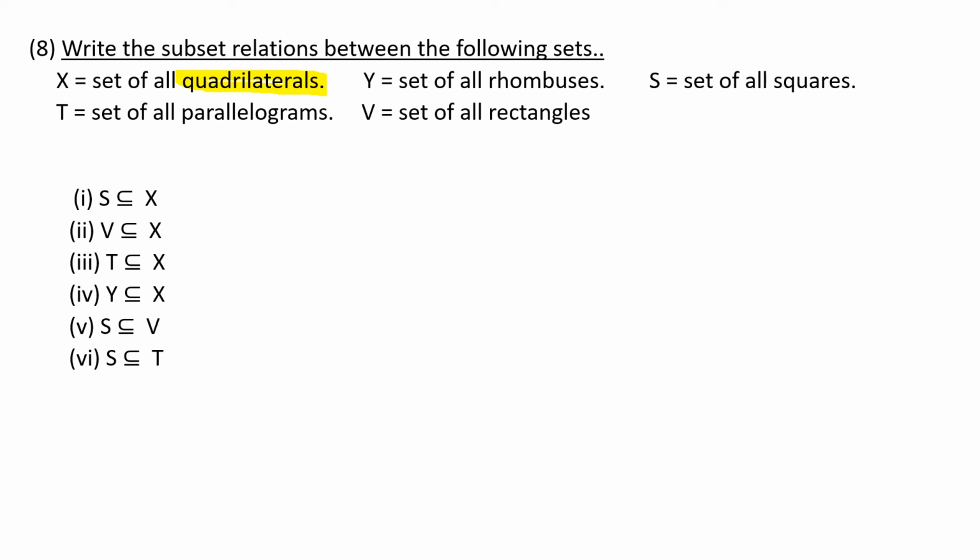Then the sixth one, square is a subset of parallelogram. Then the seventh one, square is a subset of rhombus. Now the last one you can fill is rhombus is a subset of parallelogram. You can make your own choice of relations also by seeing. Okay. Now we'll move to the next one.